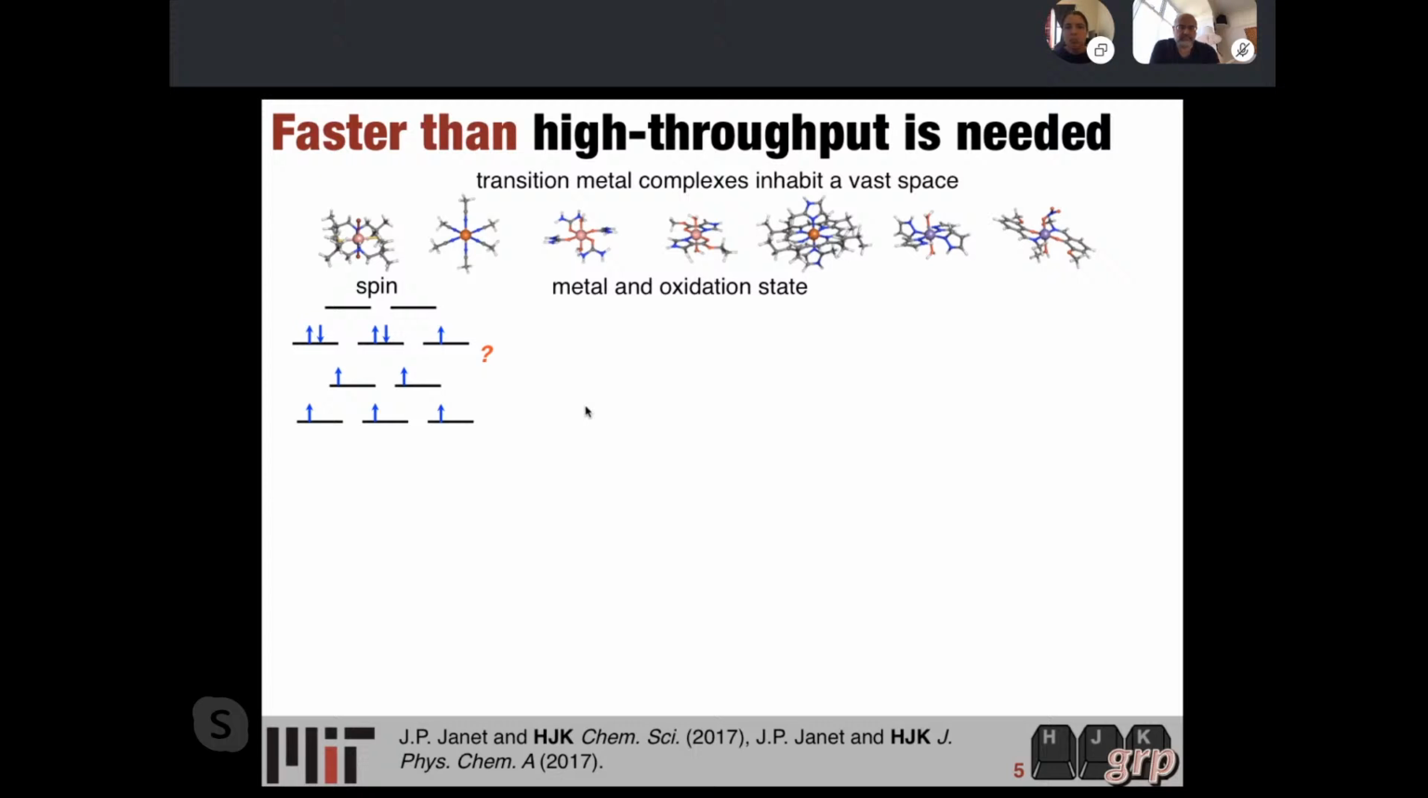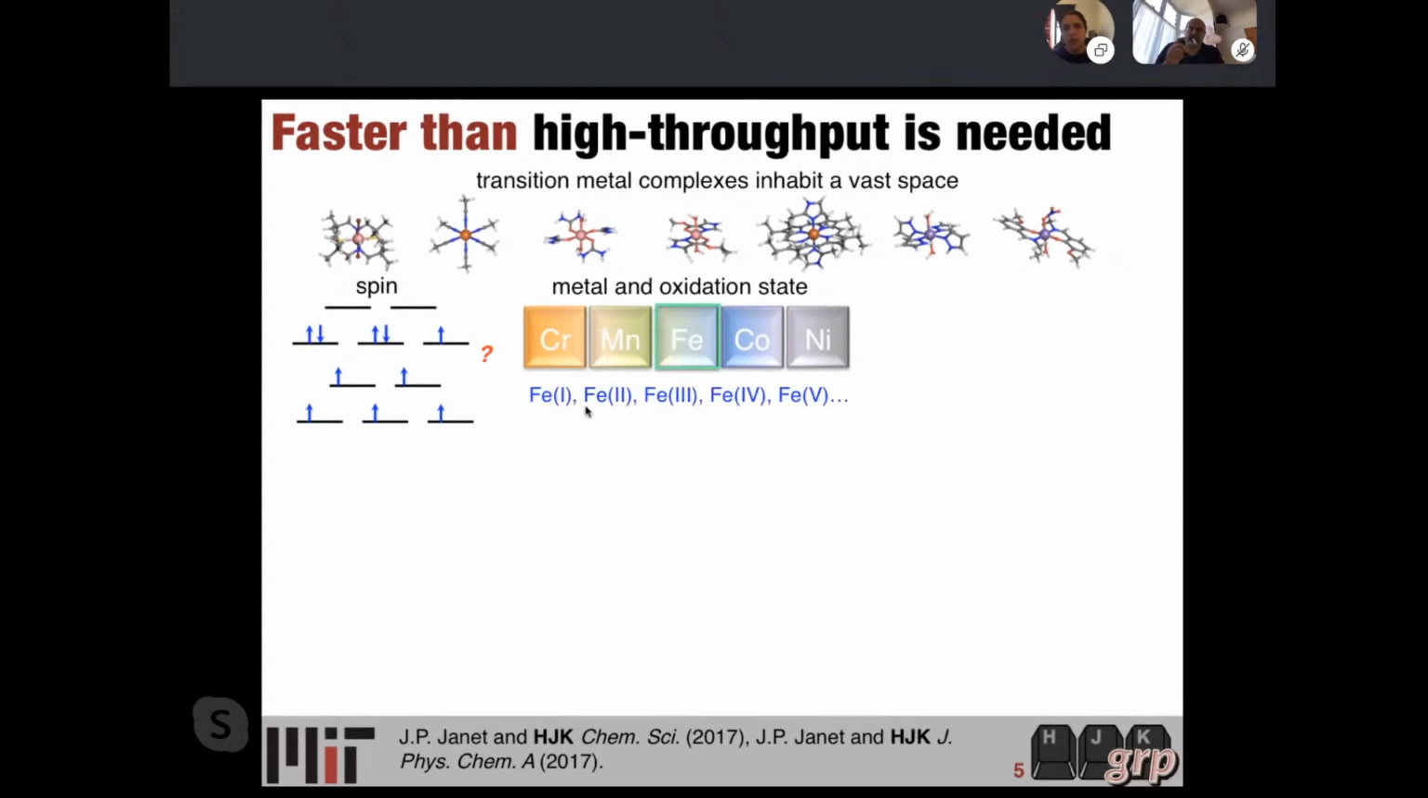And then each metal in the first row in particular, which will be the focus of my talk today, can sample a wide range of oxidation states. For instance, just iron complexes can sample iron(I), iron(II), all the way through iron(V). And these different electron configurations can have different spins and so on. And then simply the range of ligand type and size and chemistry is much more varied here than it is in simple closed shell singlet organic chemistry.